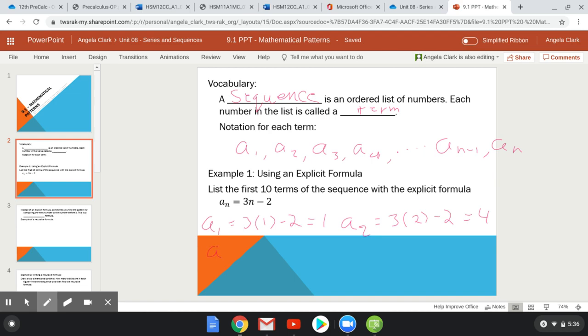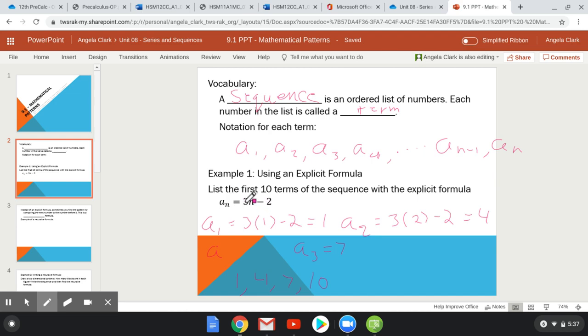Oh, that contrast is terrible. I'm going to write it over here. A3 is going to be 7, right? So going on, it asks us to list the first 10. I'm going to make a list using the ones we've already found so far: 1, 4, 7. The fourth term, A4, is going to be 3 times 4 is 12, minus 2 is 10.